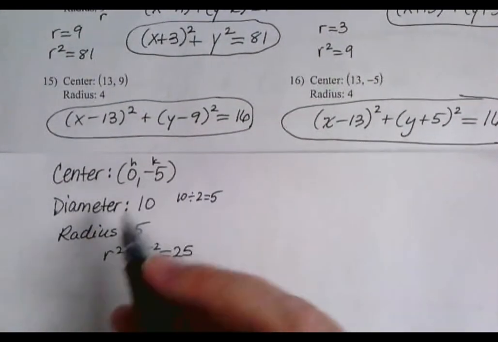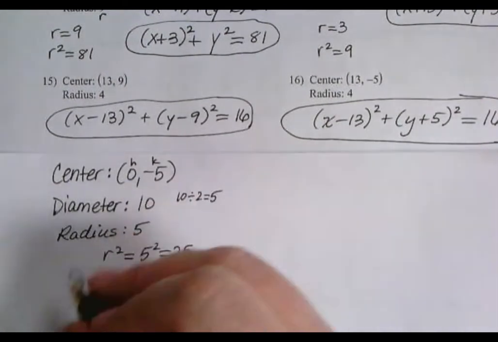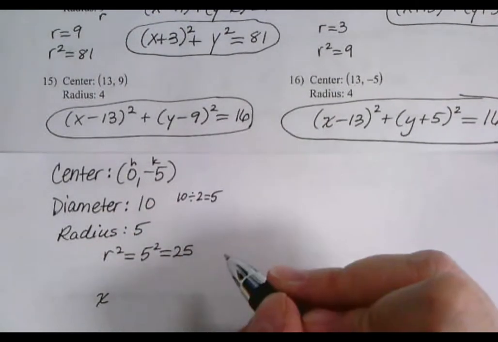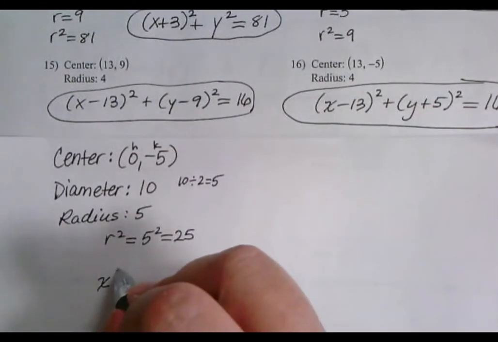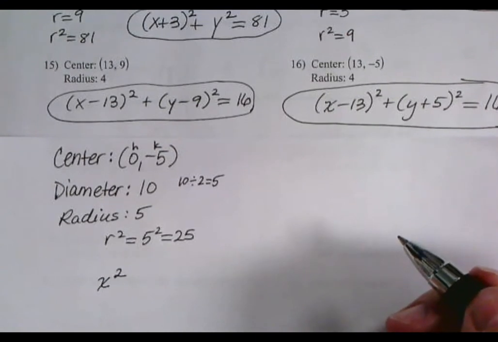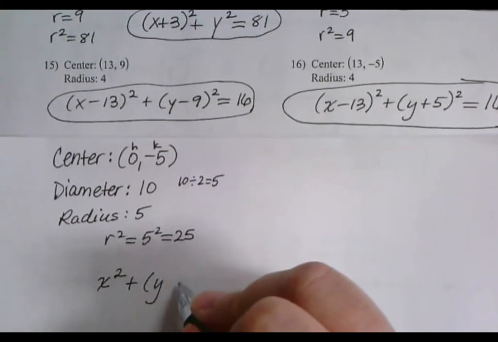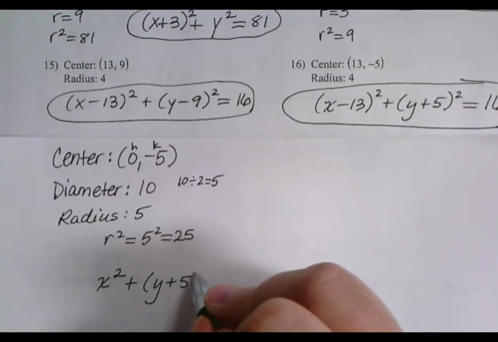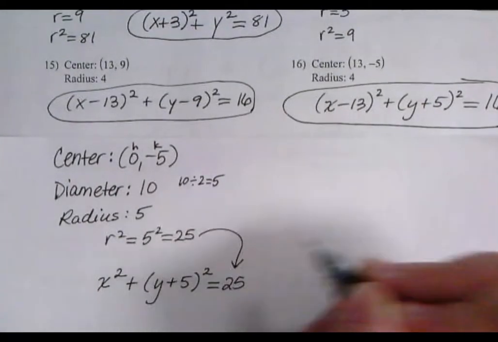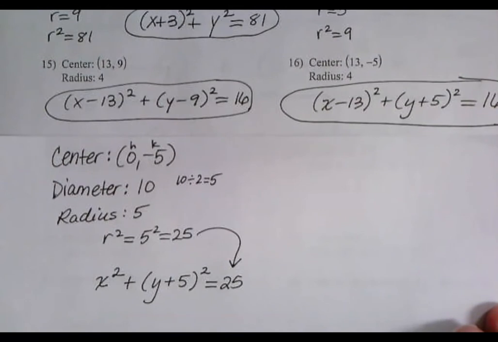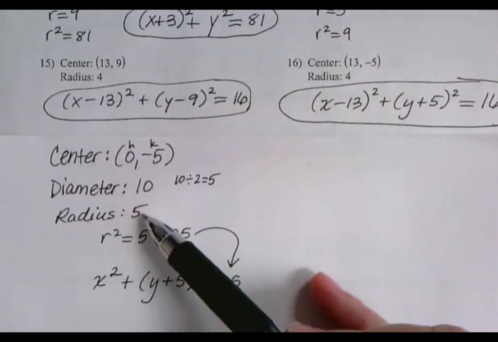So I'm going to write x minus 0. x minus h becomes x minus 0 squared. I don't have to write parentheses for minus 0 because x minus nothing is just x. So I'll write squared. And then this negative is going to look like positive in the equation because it's y minus a negative, or y plus 5. And equals r squared. There's my r squared. We just talked about that. So it's really the same idea. We just have to start by taking half of the diameter to get the radius.